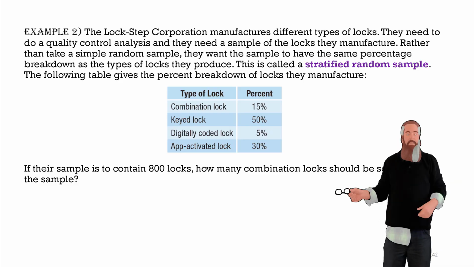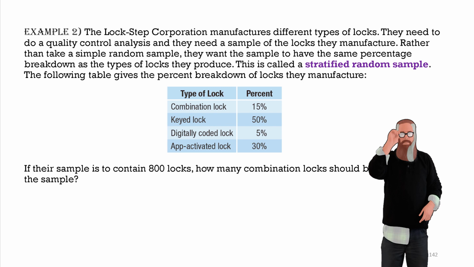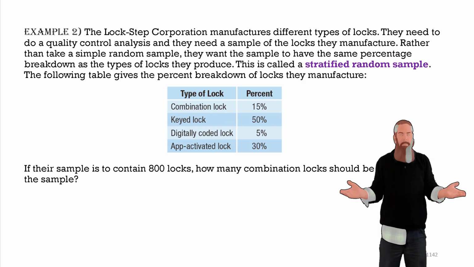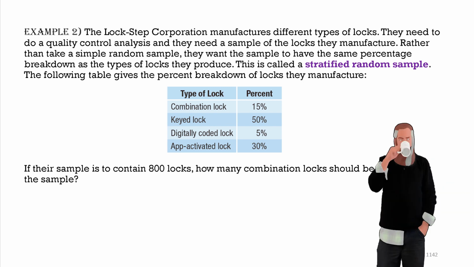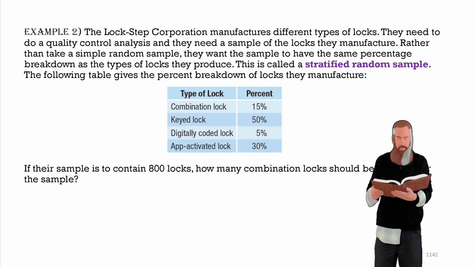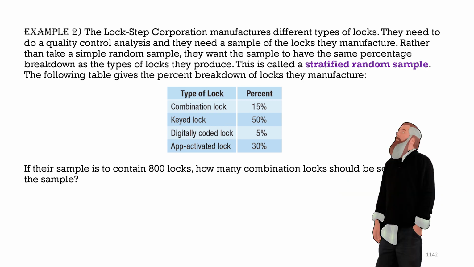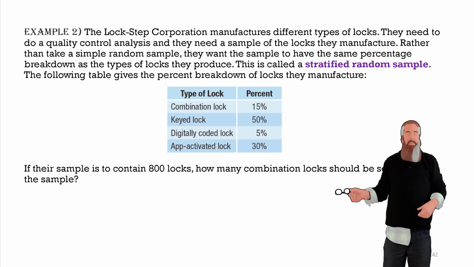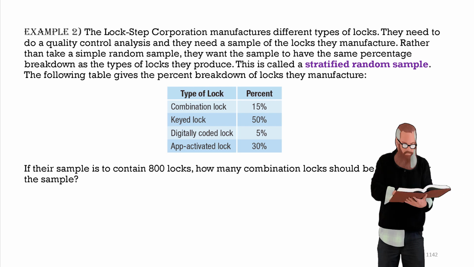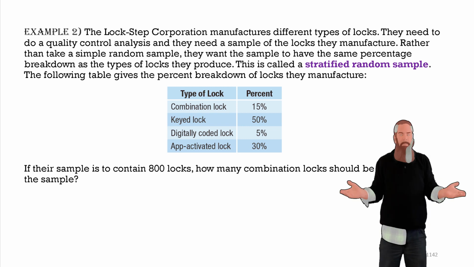The Lockstep Corporation manufactures different types of locks. They need to do quality control analysis, and they need a sample of locks they manufacture. Rather than take a simple random sample, they want a sample to have the same percentage breakdown as the type of locks they produce. This is called a stratified random sample. The following table gives the percentage breakdown of locks they manufacture. If their sample is to contain 800 locks, how many combination locks should be selected for the sample?